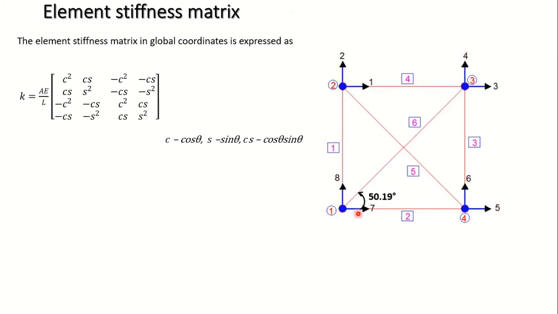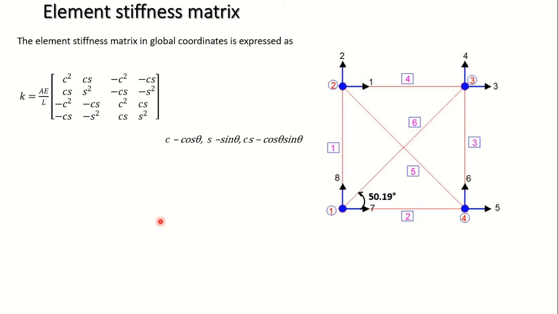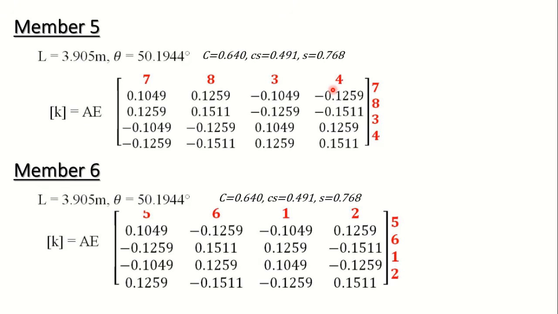At one end you have the coordinates 7, 8. At the other end you have the coordinates 3 and 4. So 7, 8, 3 and 4. Similarly for member 6, at one end the coordinates are 5 and 6, and at the other end the coordinates are 1 and 2. So 5 and 6, 1 and 2. So these are the coordinates over here.